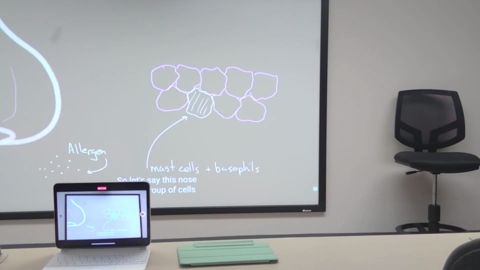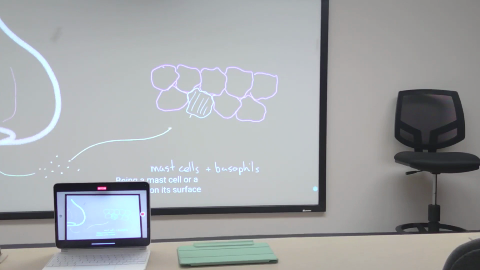So let's say this nose and this group of cells are out there in the environment, doing their thing, breathing, and suck up something that's going to act as an allergen. So that allergen goes into the nose. We'll erase a little bit here. And that allergen is going to come into contact with this mast cell over here.